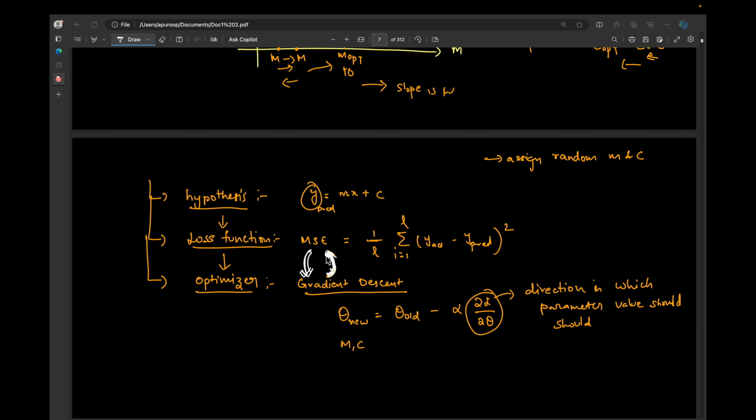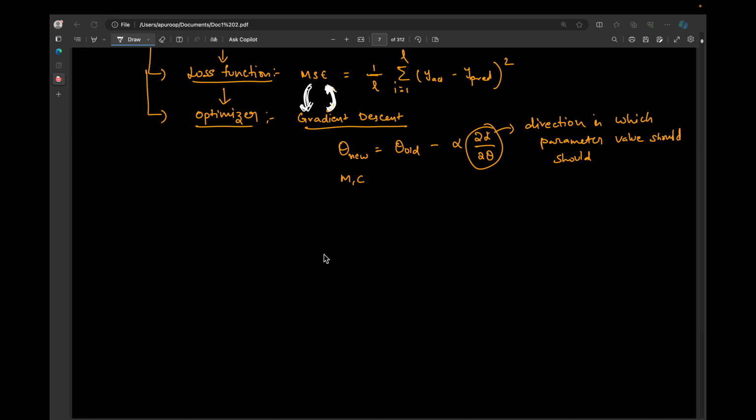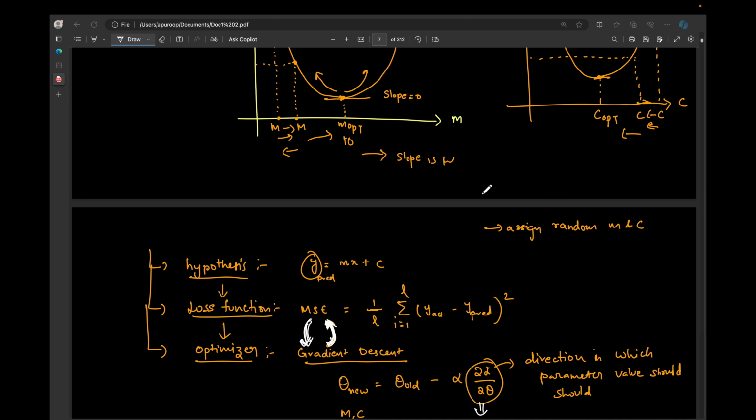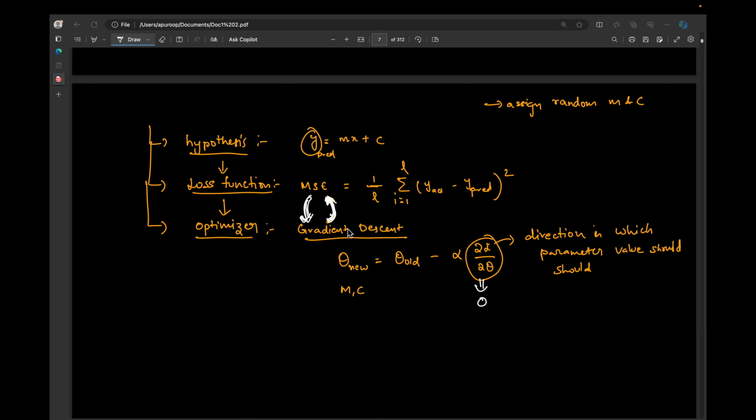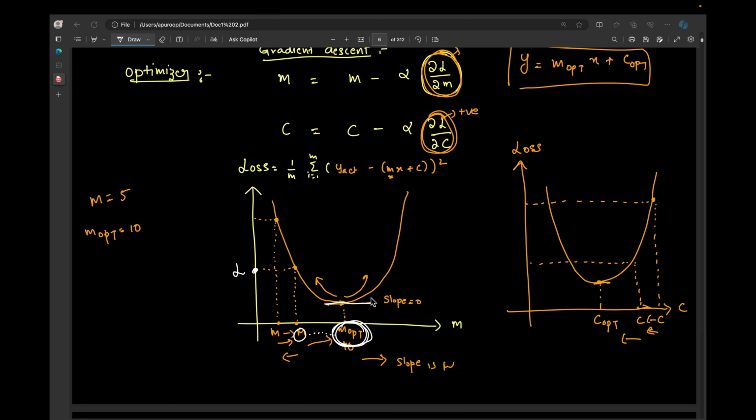Till what time will we continue this process? When this particular slope becomes zero, that means after several updations. This is one update, in one loss calculation. After reaching this point, again we'll calculate the loss, see that the loss is this much, and again come to the optimizer and do this. Like that, after several iterations or updations, we'll reach the M optimal. So this is the overall process. And when we reach M optimal, as the slope is zero, this process will stop.